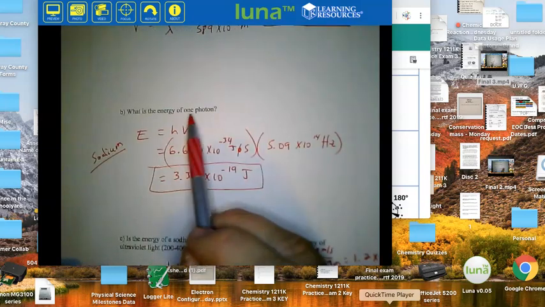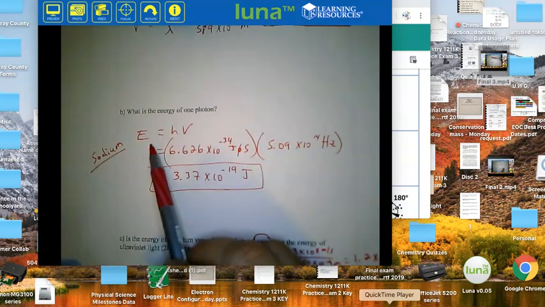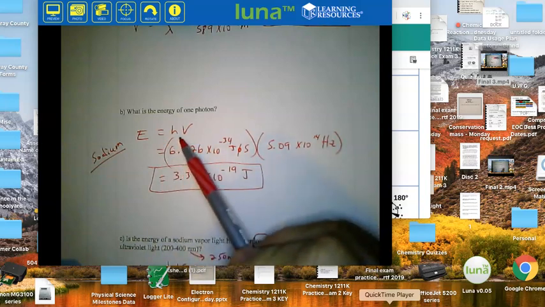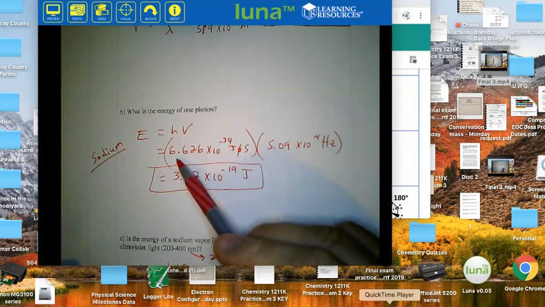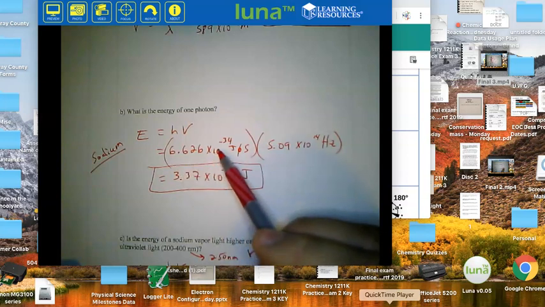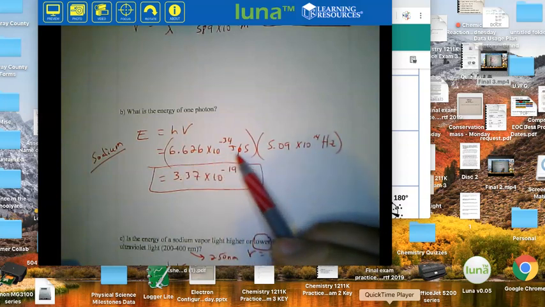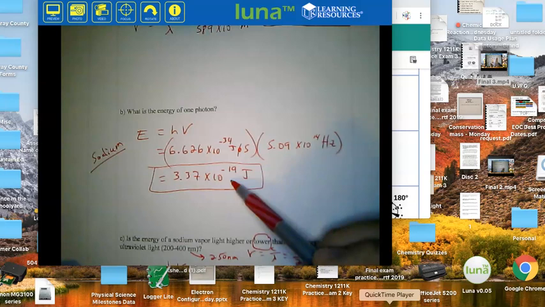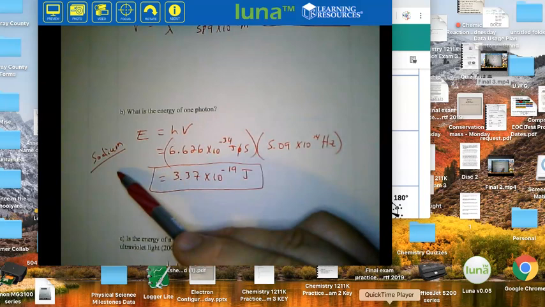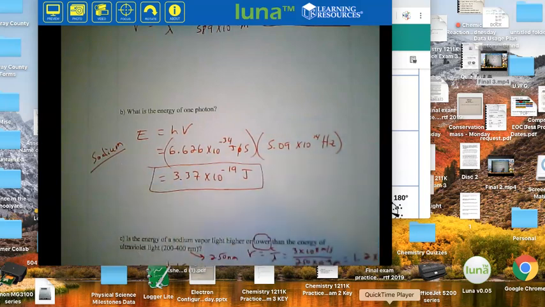Part B is asking what is the energy of one photon. So we know the energy of a photon is equal to Planck's constant times the frequency. Planck's constant is 6.626 times 10 to the negative 34 joules times seconds, times the frequency. So we multiply the numbers together, we get 3.37 times 10 to the negative 19th joules, and that's the energy of one photon of sodium.